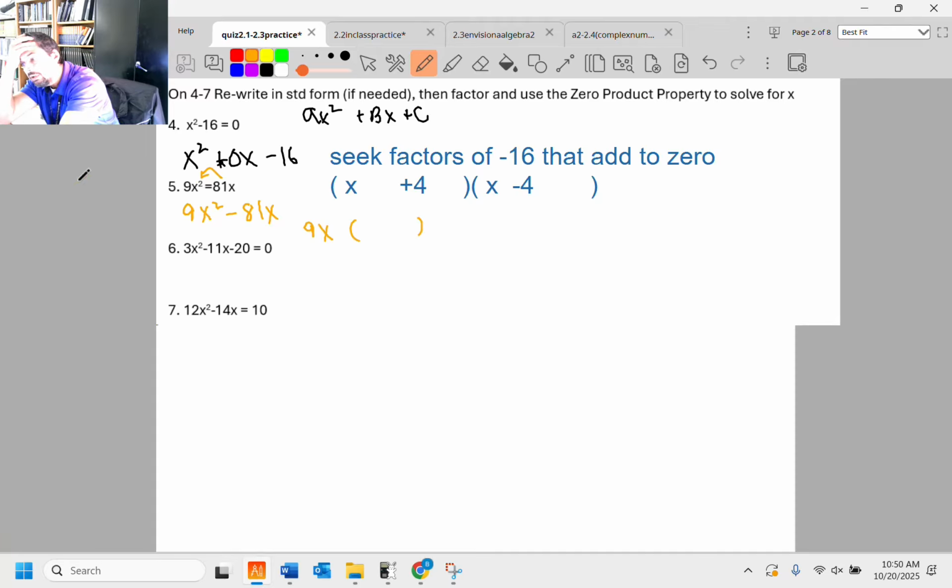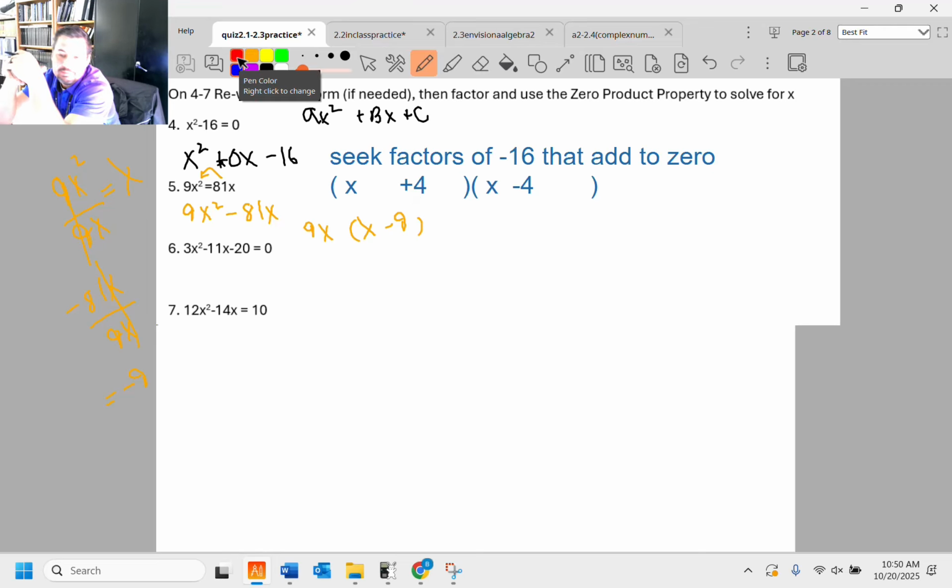If I pull a 9x from 9x squared, I'm thinking about division. 9's cancel. x squared over x is just x. That leaves me with an x. If I pull a 9x from a -81x, the x's cancel, and -81 over 9 is -9. And that's how she factors. 9x times x minus 9.